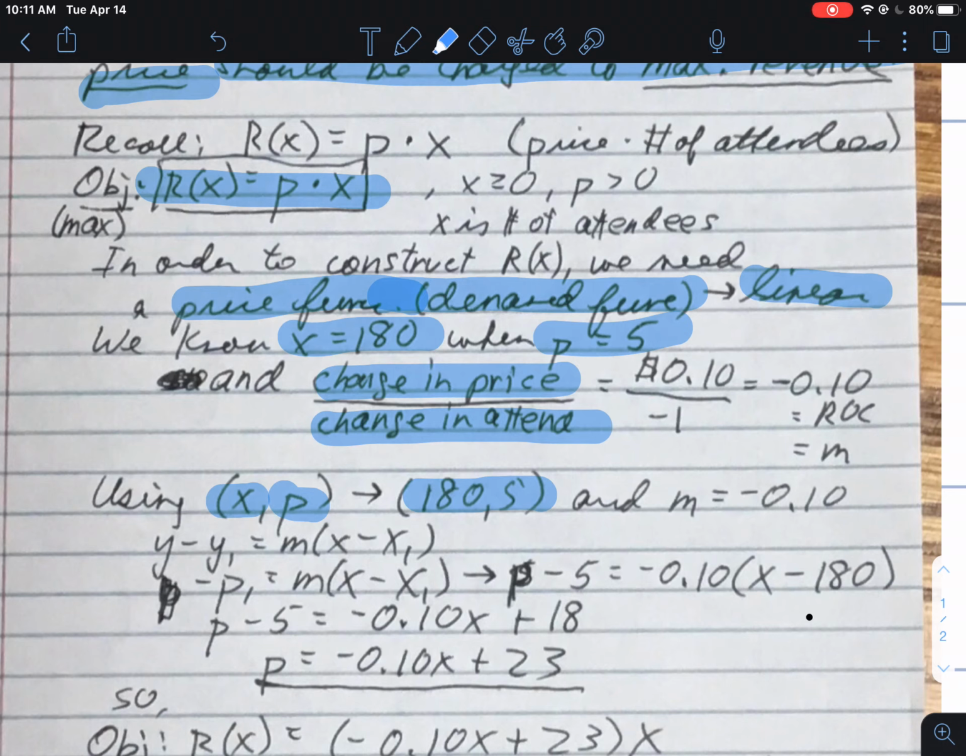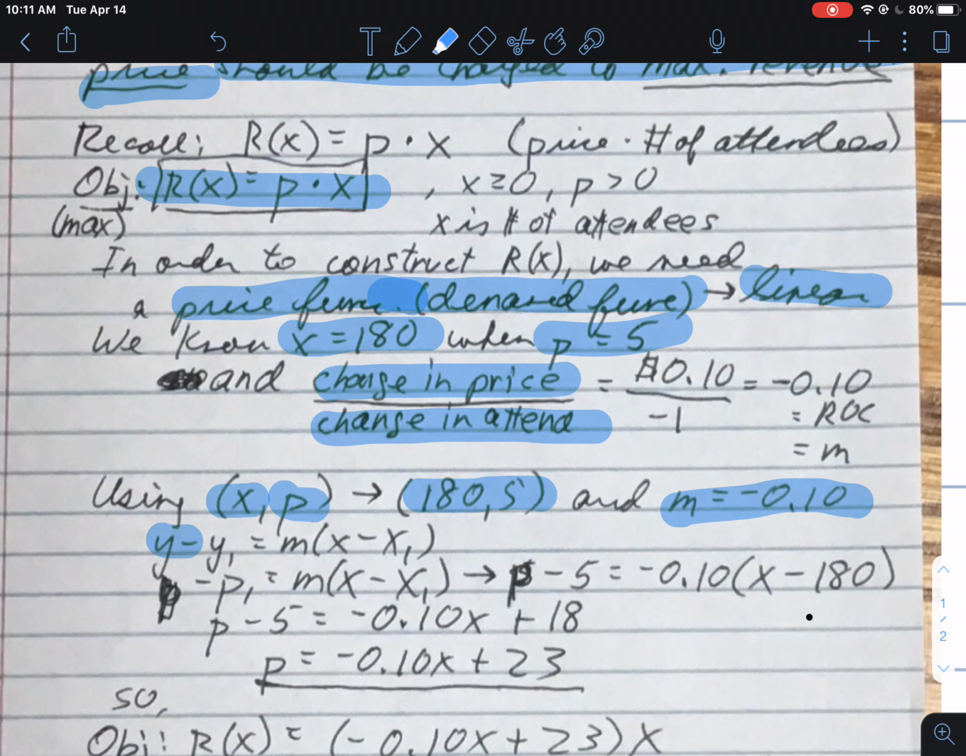180 is my attendance, x. p is my price, $5. And we have this slope, this rate of change that relates the two, price per change in attendance, of negative 0.10. Now we're just constructing a line. We're constructing the equation of a line.